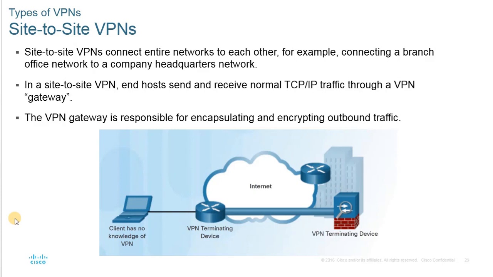A VPN gateway is a device that is responsible for the encapsulation and encryption of the outbound traffic. So that's why site-to-site VPN is possible. So in site-to-site VPN, end hosts send and receive normal TCP/IP traffic through a VPN gateway. Okay, so as you can see in the figure, this is the VPN gateway. It can be a typical router, or it can be a firewall.